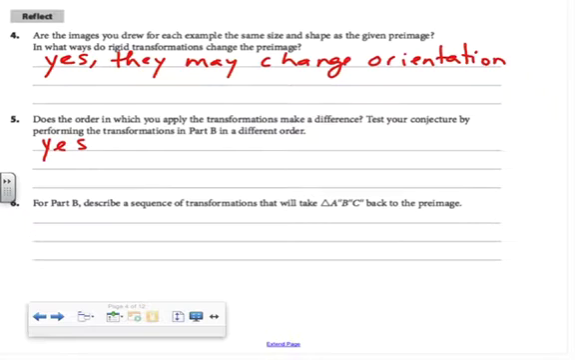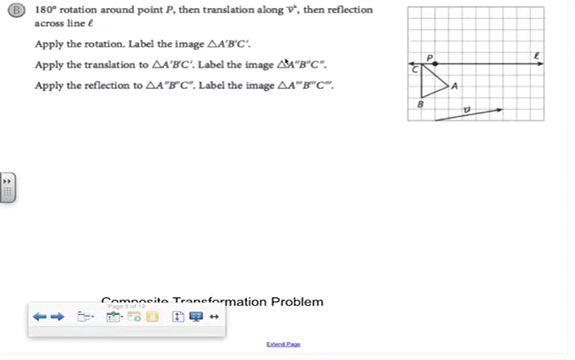For part B, describe a sequence of transformations that will take A double prime back to the pre-image. It's asking us, what would I have to do to A double prime, B double prime, C double prime in order to land it back at its pre-image? And what I'd hope that you'd realize is that transformations are almost like equations. So think about what you do when you're solving for x. You're doing the opposite of what's been done to x. Similarly here, if I want to get back to my pre-image, I would do the opposite of what had been done. So in the opposite order, of course.